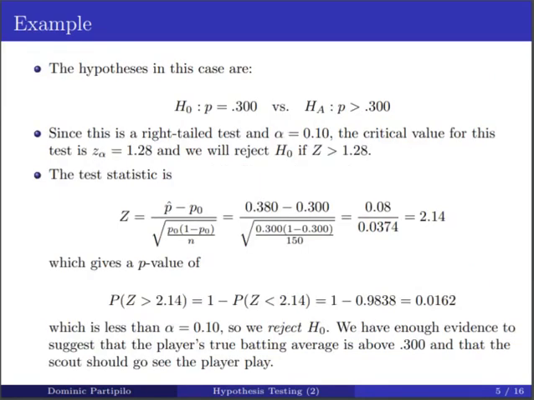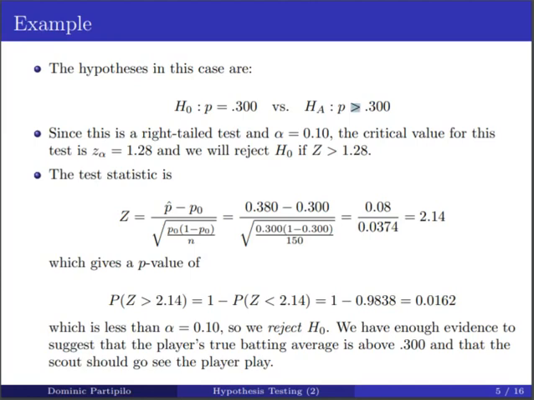So this is how we're going to structure the test here. We have the null hypothesis, which is a statement of equality, and this is what we're going to assume to be true unless we have enough evidence to say otherwise. So in this case, we're assuming the true proportion, or the true batting average, is 300. And what we're testing for is whether or not the true batting average is greater than 300.